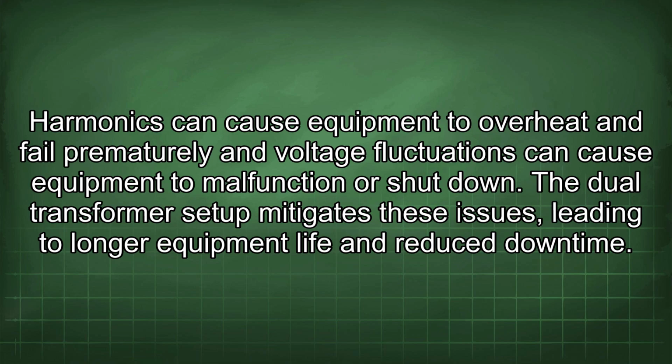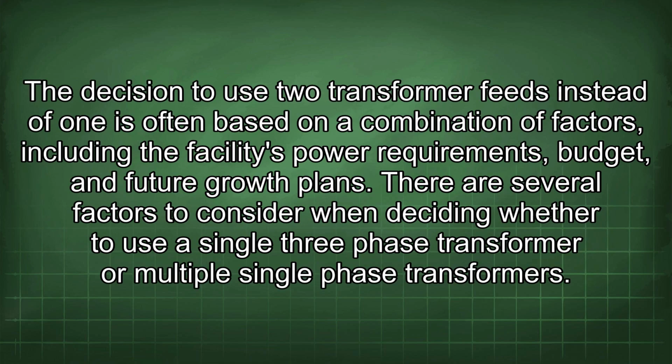Harmonics can cause equipment to overheat and fail prematurely, and voltage fluctuations can cause equipment to malfunction or shut down. The dual transformer setup mitigates these issues, leading to longer equipment life and reduced downtime. The decision to use two transformer feeds instead of one is often based on a combination of factors, including the facility's power requirements, budget, and future growth plans.